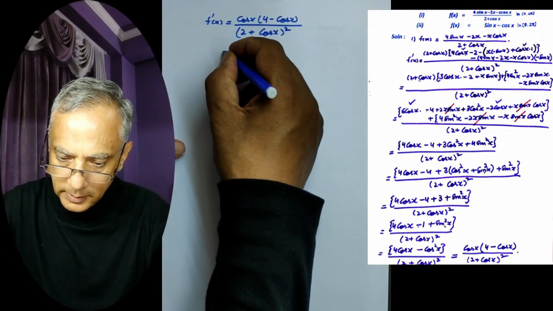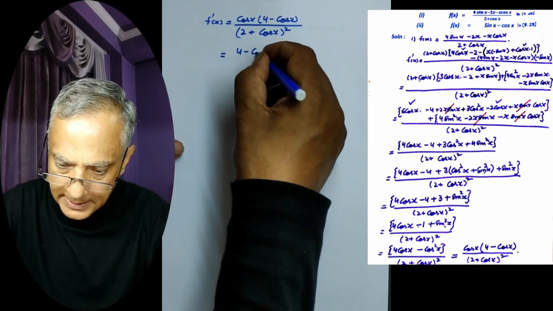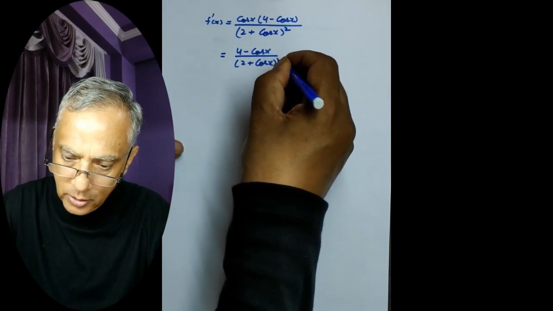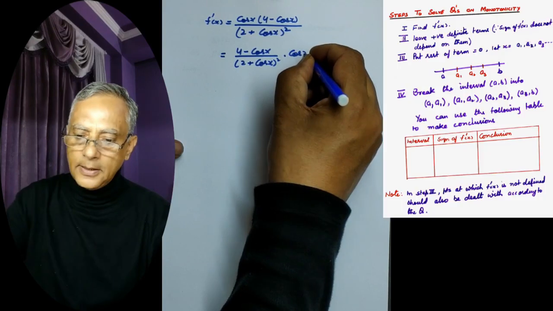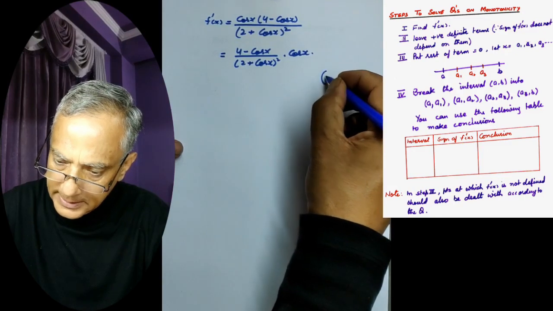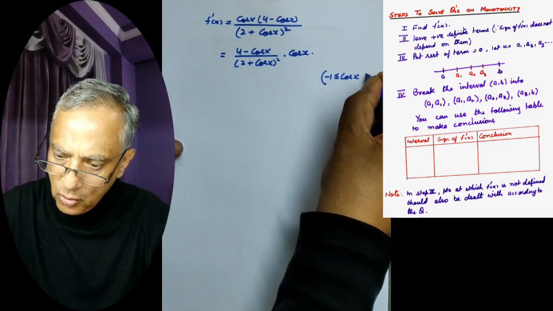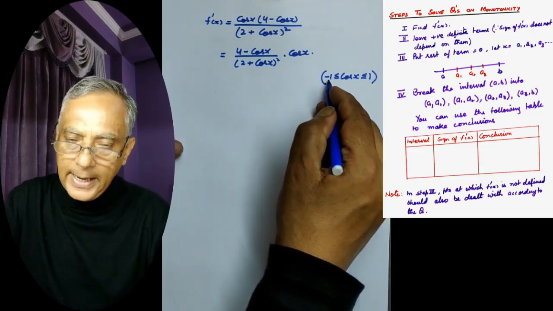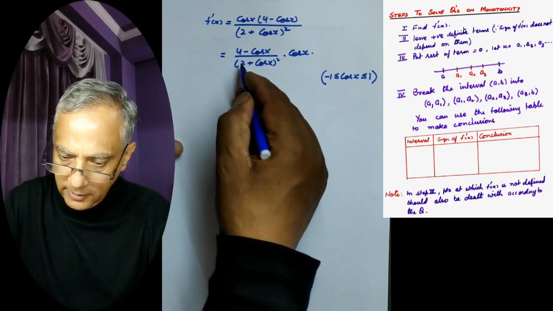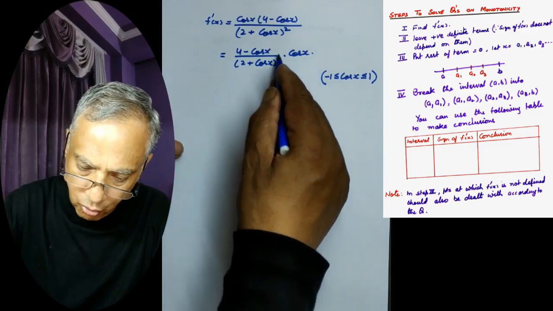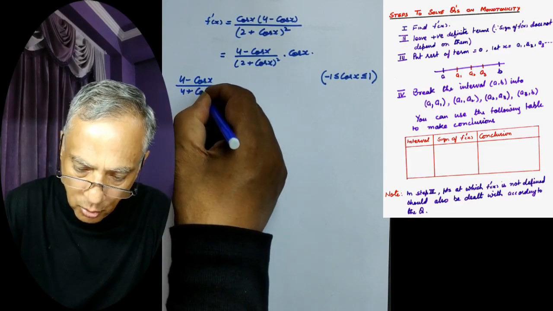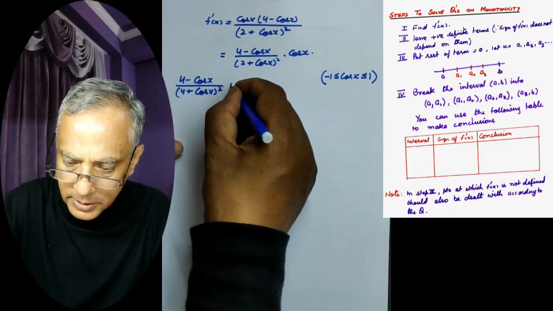Now this is equal to (4 minus cos x) over (2 plus cos x) whole square into cos of x. Now this is positive definite. Why? Because minus 1 is less than equal to cos x is less than equal to 1. Cos lies between minus 1 and 1. So 4 minus cos x will be positive. So this is a positive definite term. (4 minus cos x) over (2 plus cos x) whole square is positive.